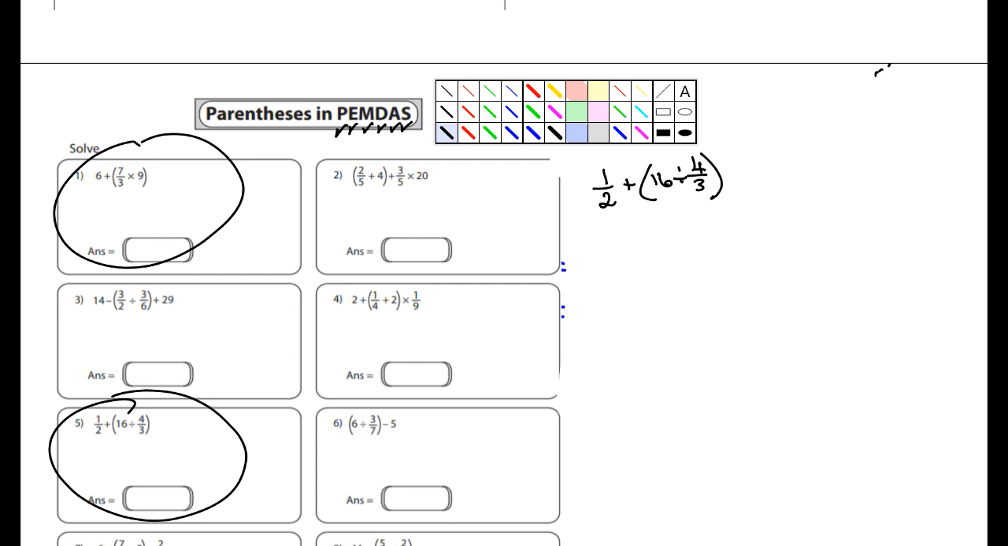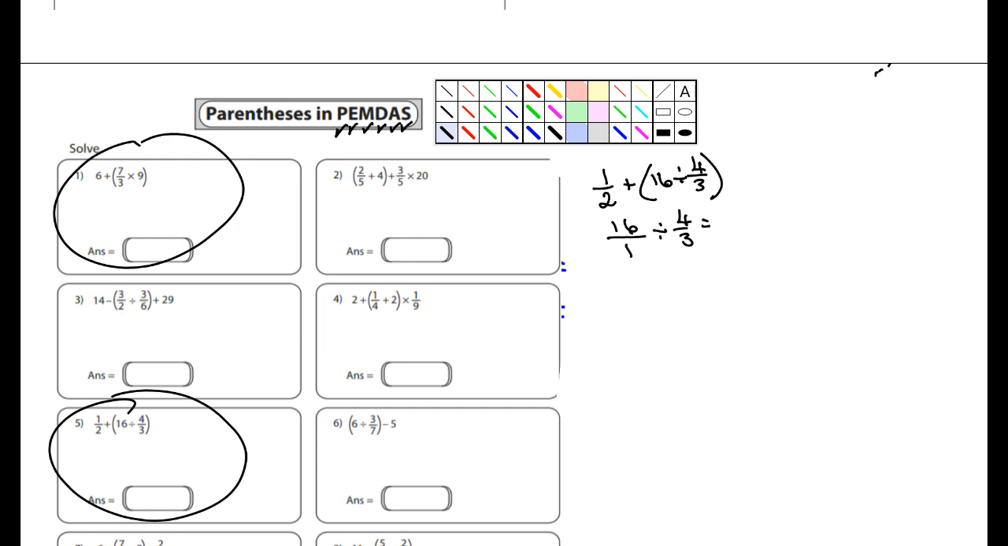4/3. So we have to do what's in parentheses first. Well, it's 16 divided by 4/3. Well, so we need to change that whole number into a fraction we can deal with. So we just put 16/1. And it's divided by 4/3. But we're not done yet.